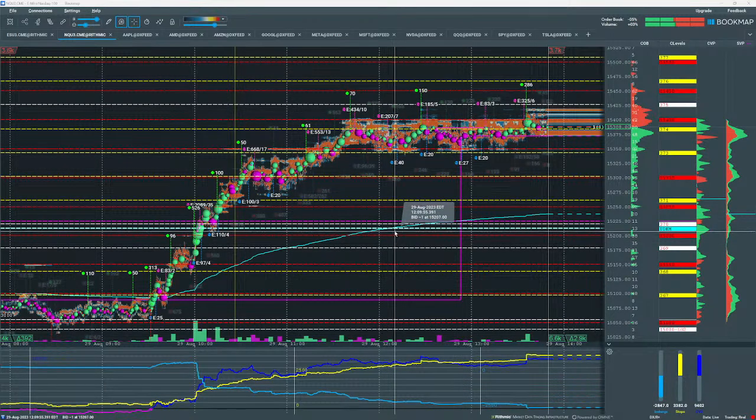All right, shifts in levels again for QQQ. The volatility trigger shifted higher. Also the put wall shifted higher. And for NDX, the put wall shifted higher.